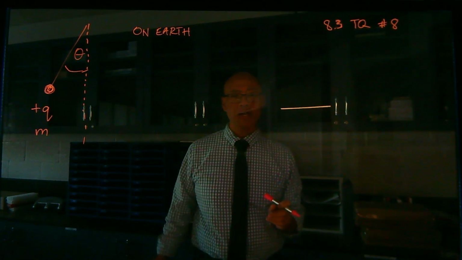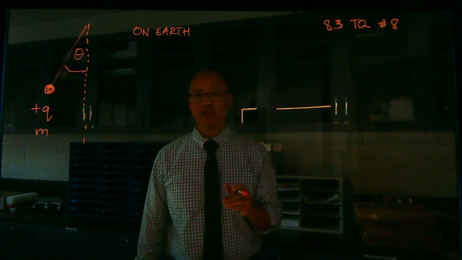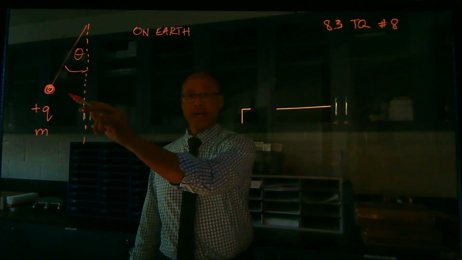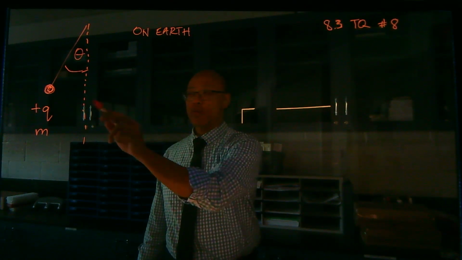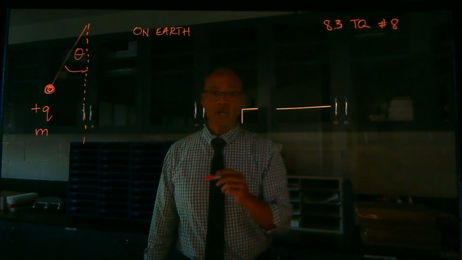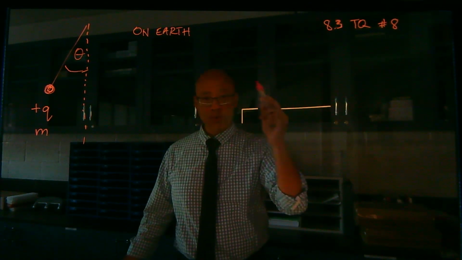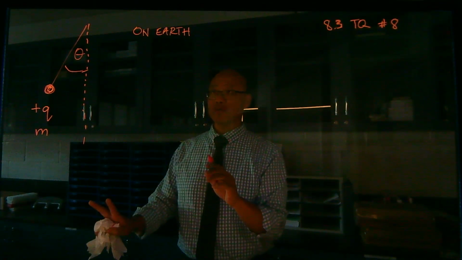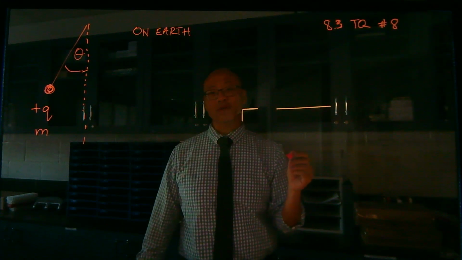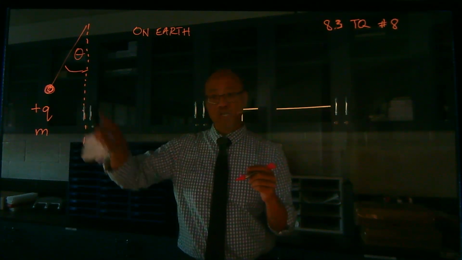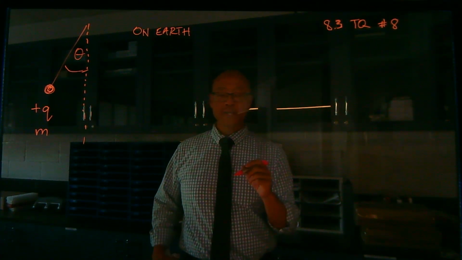All right, this is 8.3 topic question number 8. We have a small mass with a positive charge at an angle theta when it's in the presence of an electric field. The question presents two situations. It tells you what's happening on Earth, and then it asks what has to happen for this same situation to be set up on the moon where gravity's less.